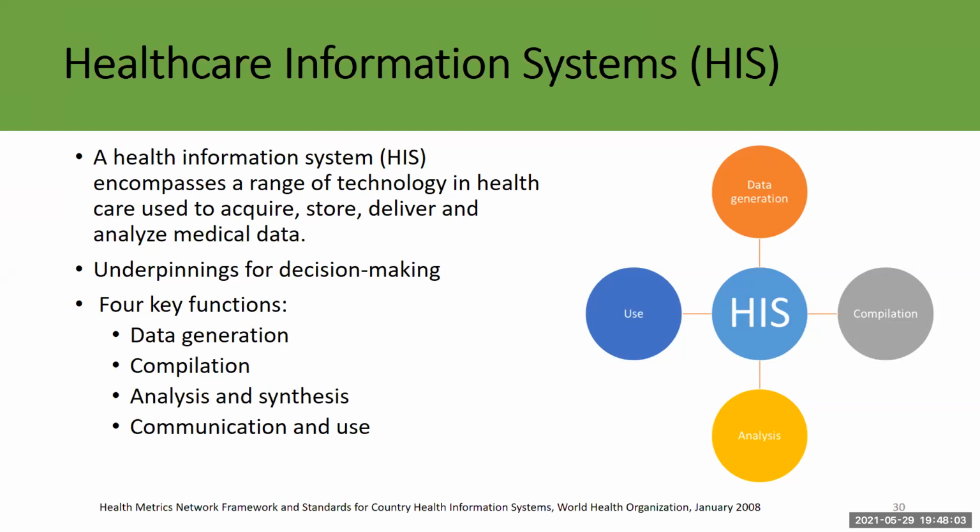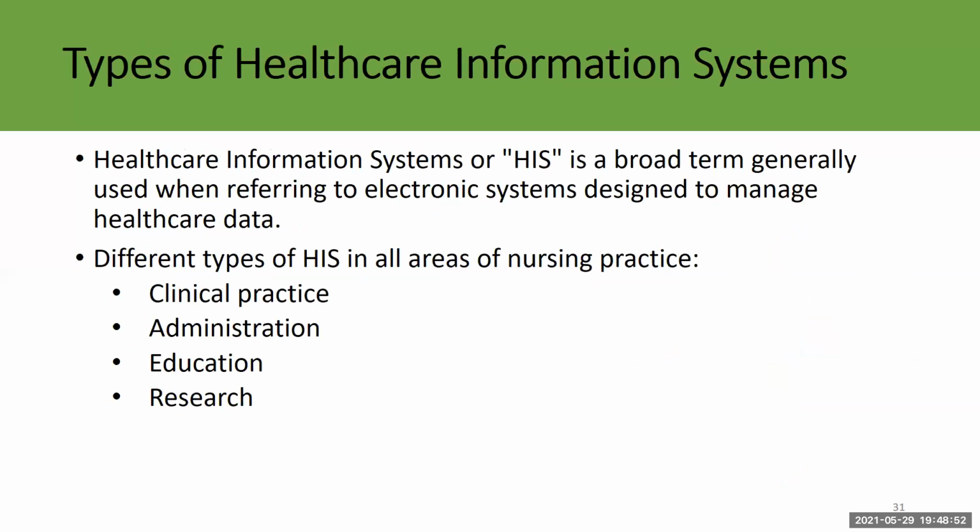Information systems provide us with four key functions for decision making. You can see them: data generation, compilation, analysis and synthesis, and communication and use. A good health information system brings together all relevant partners to ensure that users of the system have access to high quality information, which is usable, understandable, comparable, and also shareable between different healthcare organizations. Please note that we use the acronym HIS for referring to hospital information system as well, but here, when I refer to HIS, I mean a more general system, that is the health information system. Okay.